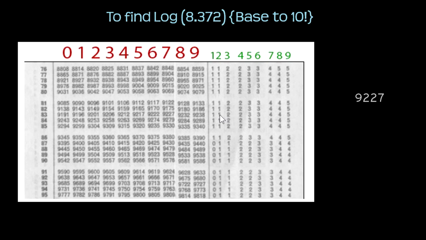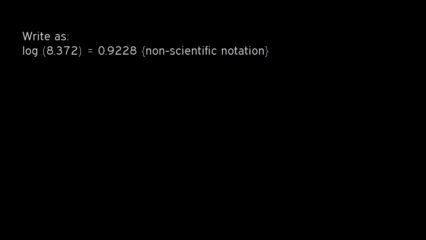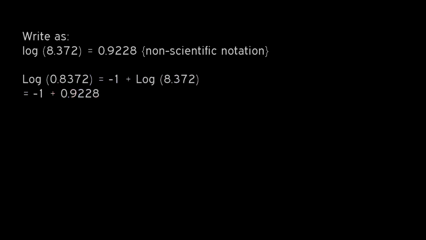We will get 1. Add the two answers that we got. We will have 9228. Now the answer will be in non-scientific notation, which will be written as 0.9228. But this is the log of 8.372. Our question was 0.8372. Put it in the equation that we earlier made. Get the answer.